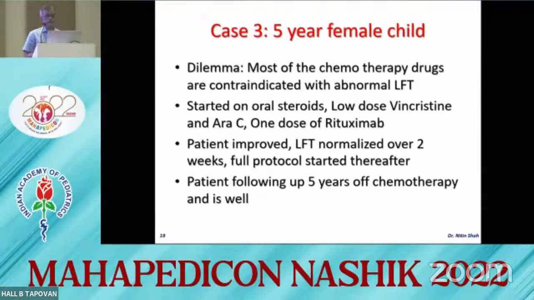So we start with a small dose of oral steroid, low dose vincristine, and low dose Ara-C because these are safe drugs. And we gave one dose of rituximab because that also works in a leukemic child. The patient improved over 2 weeks with normalization of LFT, which means the blasts were clogging the liver and that's why her LFT was not improving. You kill the blasts with some subtherapeutic chemotherapy and the blasts start disappearing. And now we restart the entire protocol after 2 weeks. So the induction goes on for 6 weeks instead of 4 weeks. The patient improved and then completed the ALL protocol.